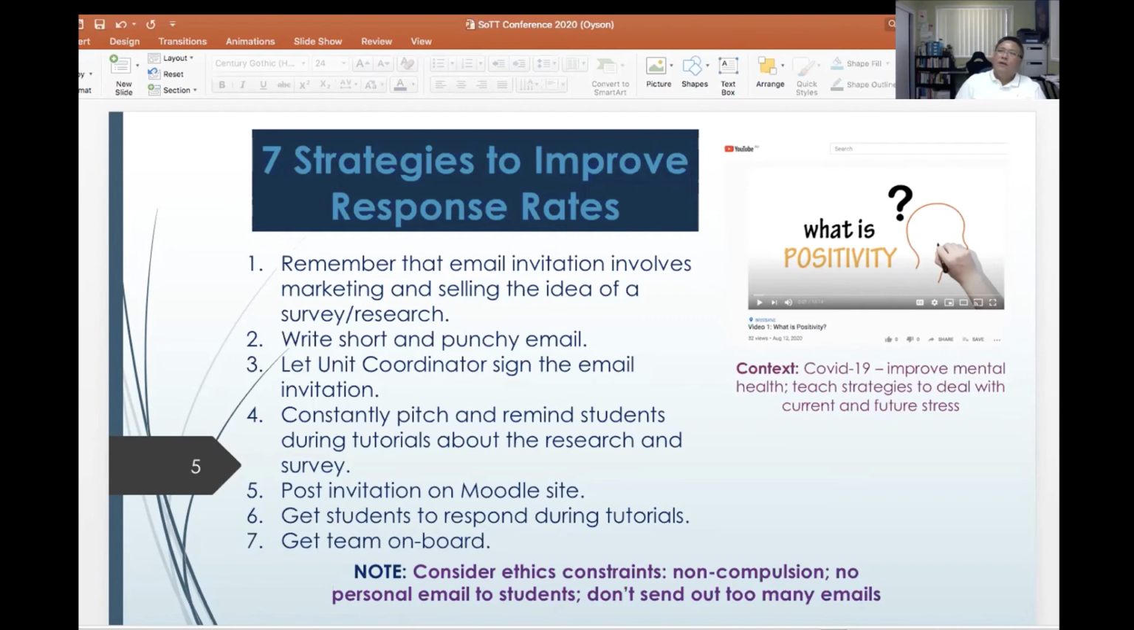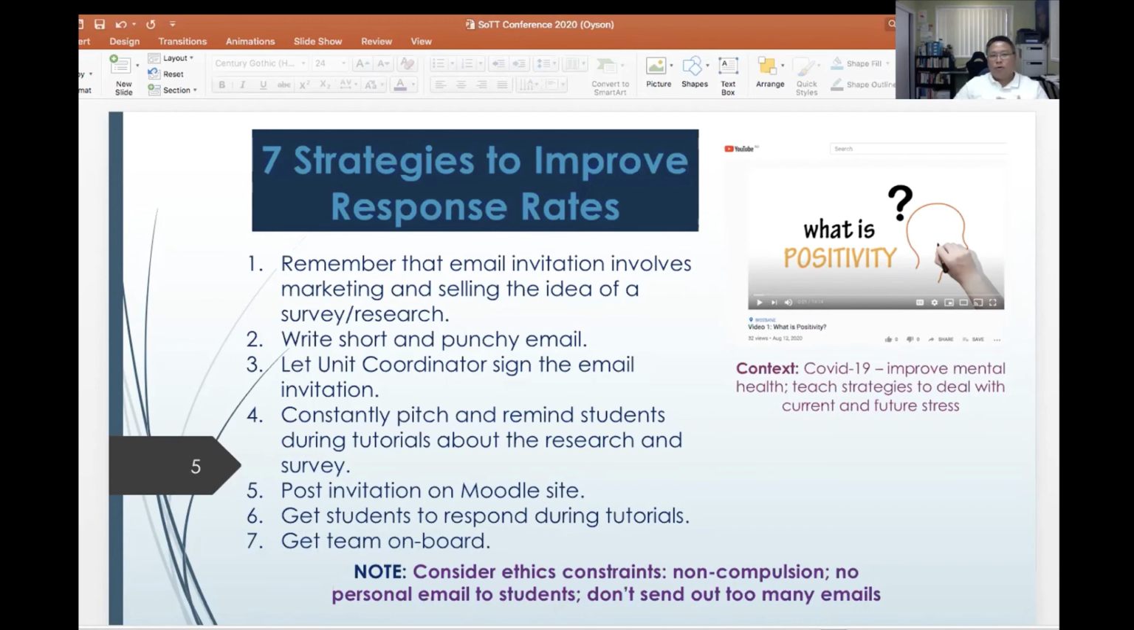Thirdly, when we first sent out the email, it was just a regular email, in my name as the lead investigator for this project. But we made a change in the second term, whereby we asked the unit coordinator who is part of the project to put his or her name as the one who sent out the email, to make it more personal, for the students to realize that there is a very strong level of involvement on the part of the unit coordinator in the project.